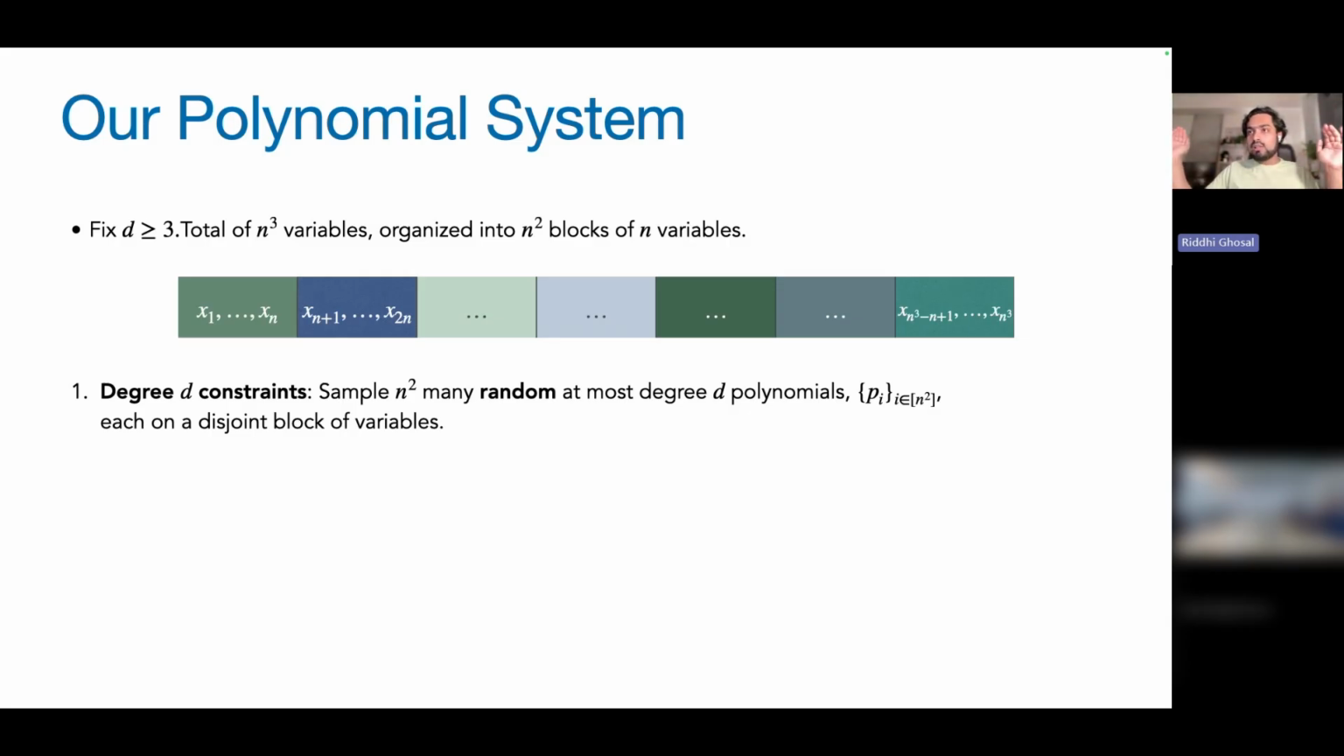So think about all of these variables and now split them into chunks of size n. So you have n squared many such chunks, and I'll treat each of these chunks as input to one polynomial. So now you'll have n squared many polynomials, and P1 interacts with x1 through xn, P2 interacts with xn+1 to x2n, and so on. So basically what I created is n squared many polynomials, each having disjoint variables. And now you can think about these polynomials as random of degree d greater than or equal to 3.